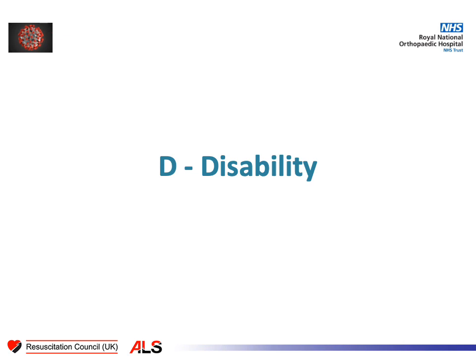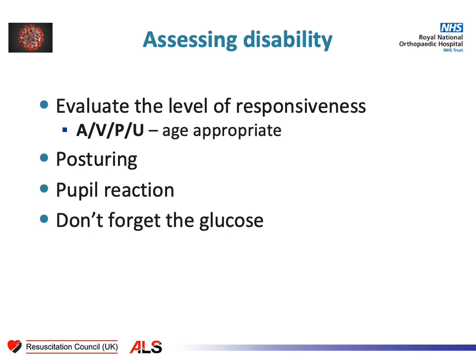Following assessment of breathing and circulation, we move on to assess disability. Again, age-appropriate assessment is vital. Check with the nurses and parents whether the child is behaving appropriately. If you need to deliver a painful stimulus, rub the sternum or press on the supraorbital ridge. Posturing is a sign of serious brain dysfunction. Pupillary reaction is useful to assess if you are concerned about head injury or opioid overdose. And don't forget to do a blood glucose.